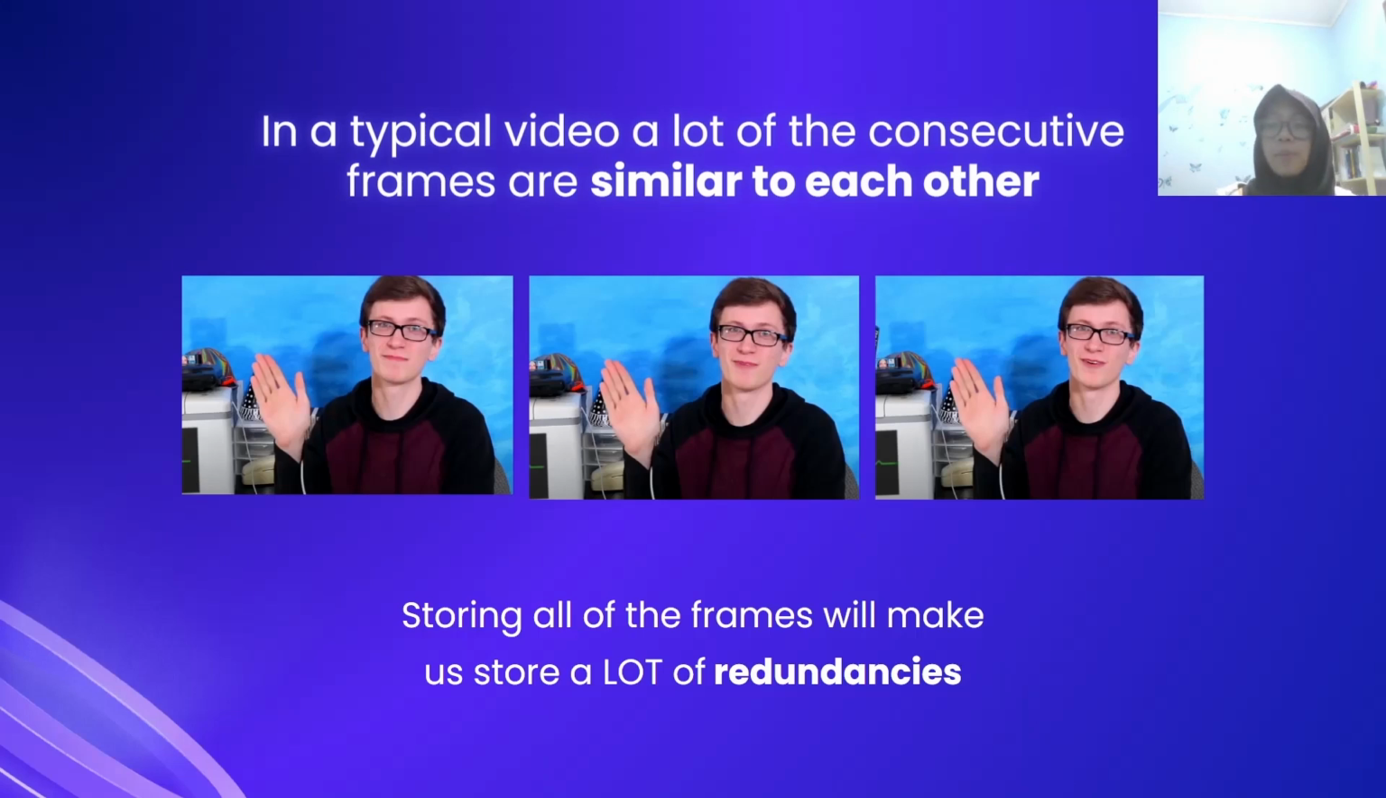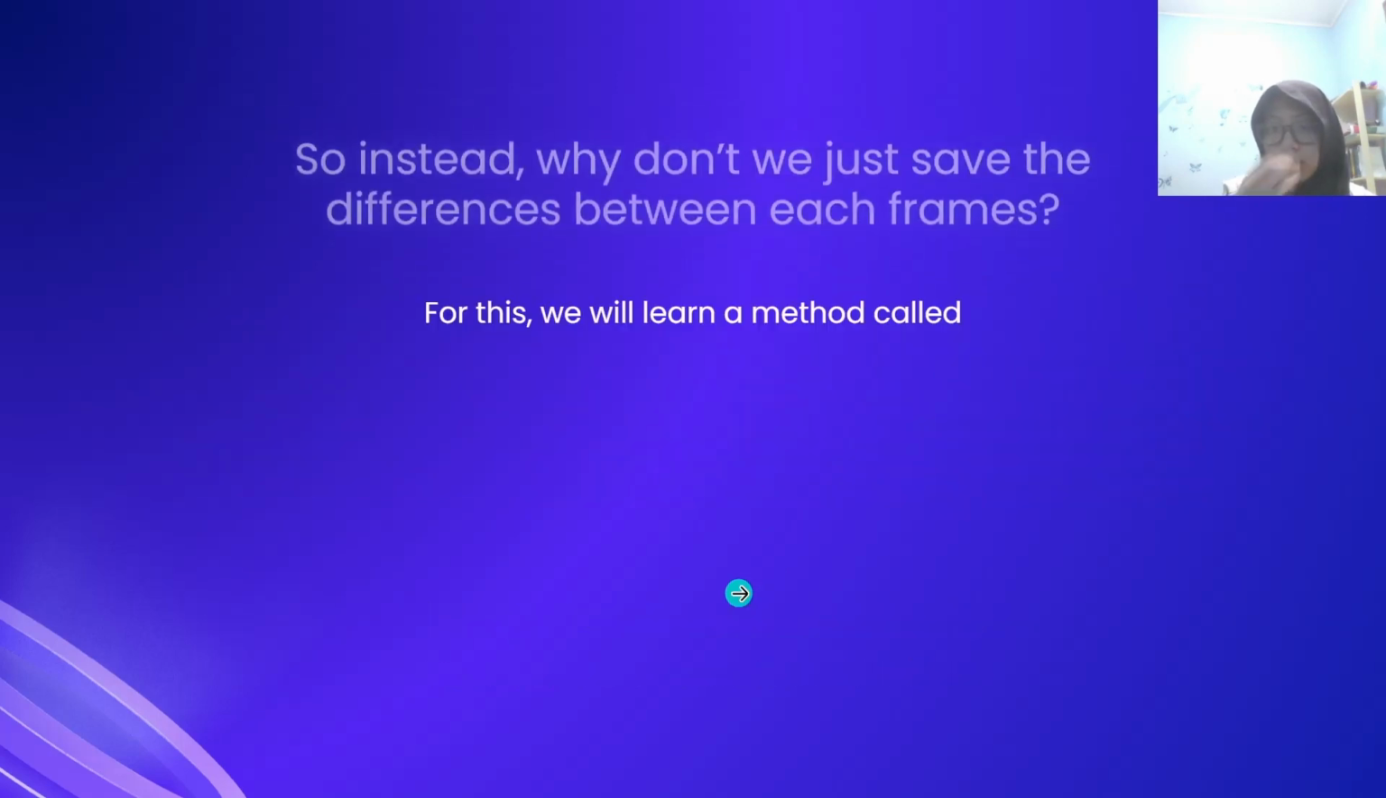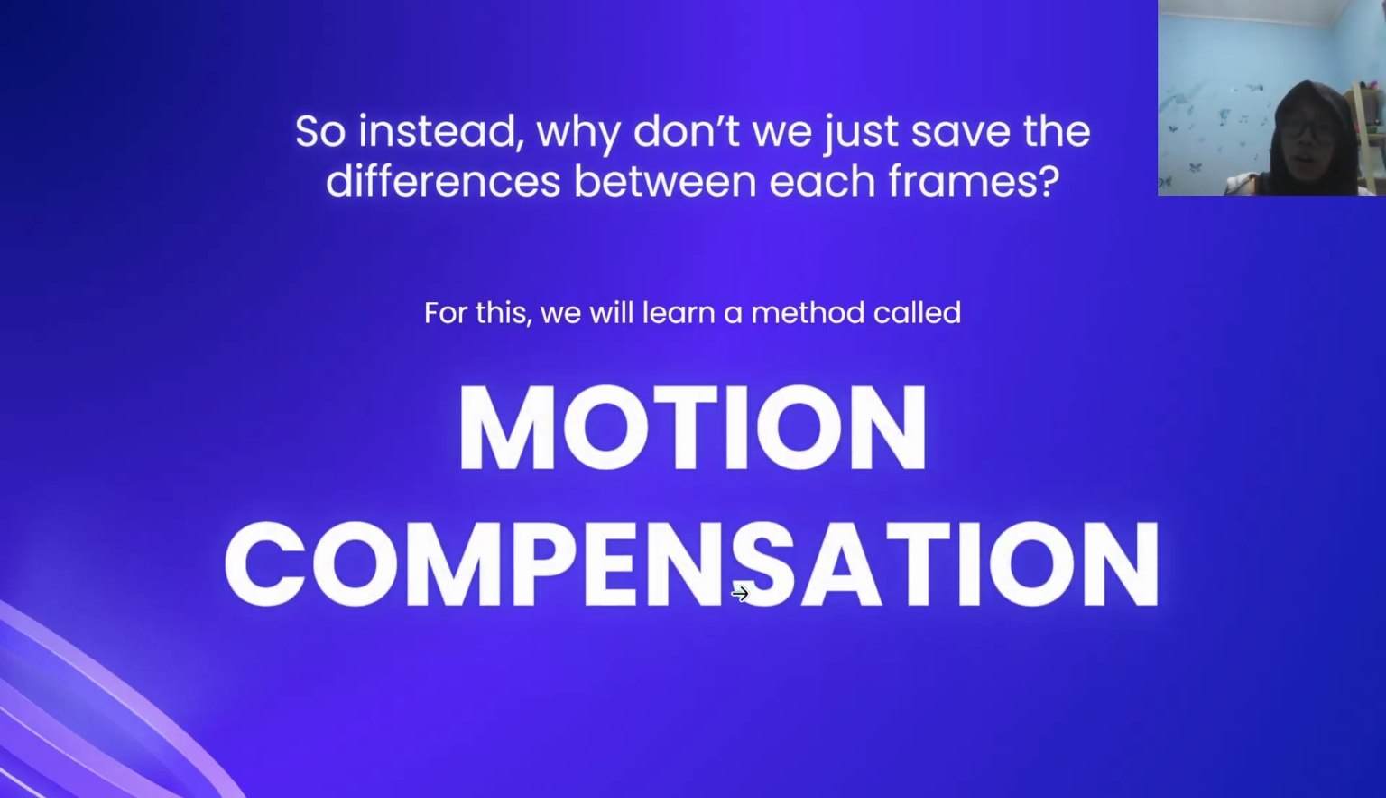Now, we already talked about closed-loop encoding. Next, we'll learn about motion compensation. In a typical video, a lot of the consecutive frames are similar to each other, and storing all of the frames will make us store a lot of redundancies. So instead of storing every single frame, why don't we just save the differences between each frame? For this, we will learn a method called motion compensation.